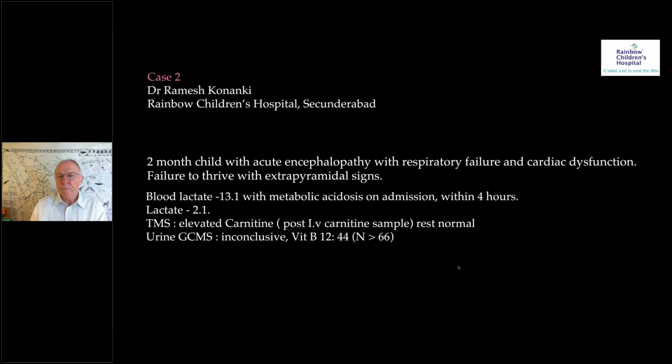TMS demonstrated elevated carnitine, but this was a post-IV carnitine sample. The rest of the metabolites in the TMS demonstrate normal appearance. The urine GCMS was inconclusive, and vitamin B12 was slightly on the lower side. If Dr. Ramesh is there, if he wants to add anything to the presentation, or the fellows with Dr. Ramesh.